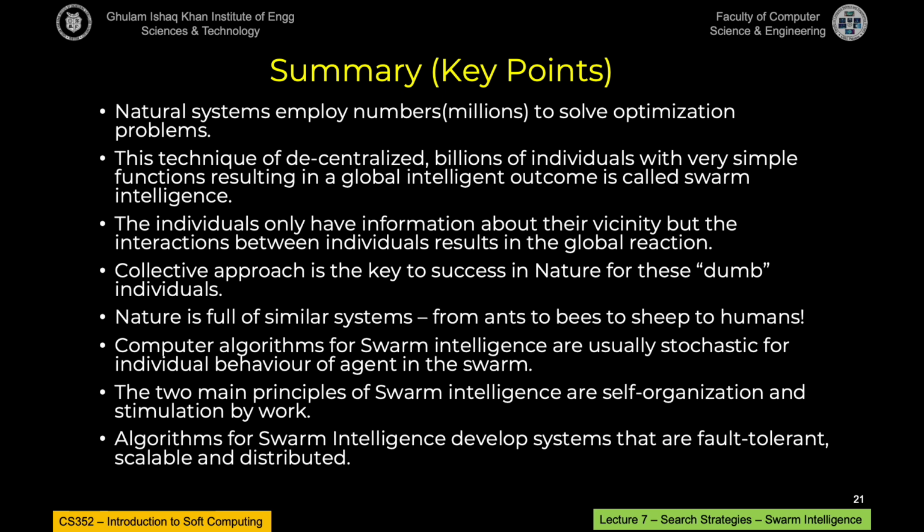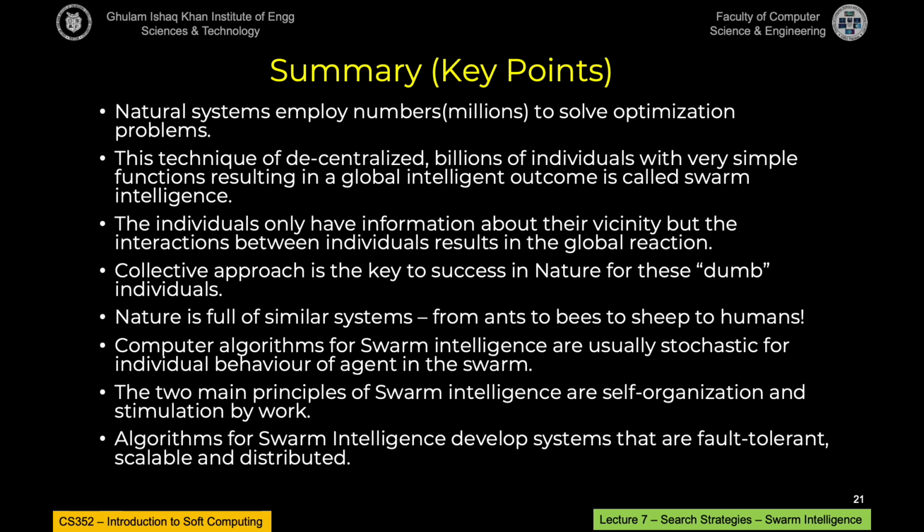Since nature does not want to reinvent the wheel but uses the same thing again and again, you will see that nature is full of similar systems. We can see the same swarm intelligence or ensemble intelligence approach being used in ants, in bees, as we have seen, in sheep, and even in humans. There was an experiment in humans where a similar herding behavior was observed. In case of a terrorist attack or any emergency, you'll see a lot of humans behave similarly to sheep running away.